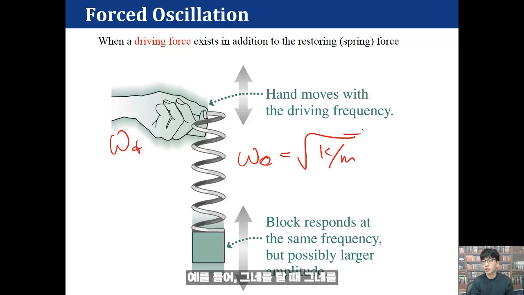For example, when you ride a swing, then you can go back and forth, so it's a pendulum. It goes back and forth by itself. But someone can push you to increase the amplitude. That's a driving force, for example.